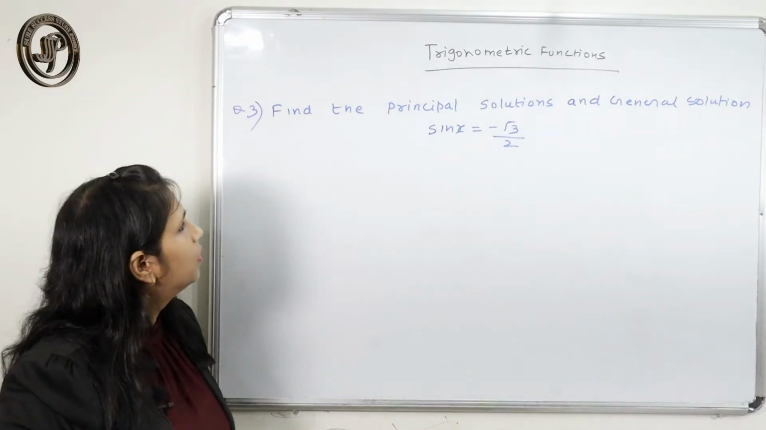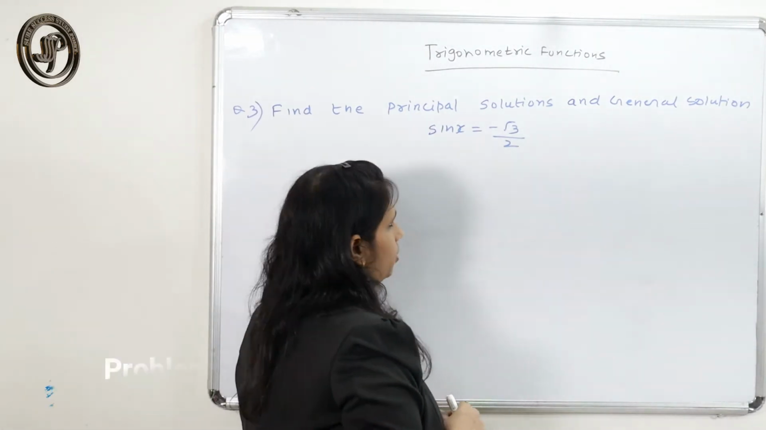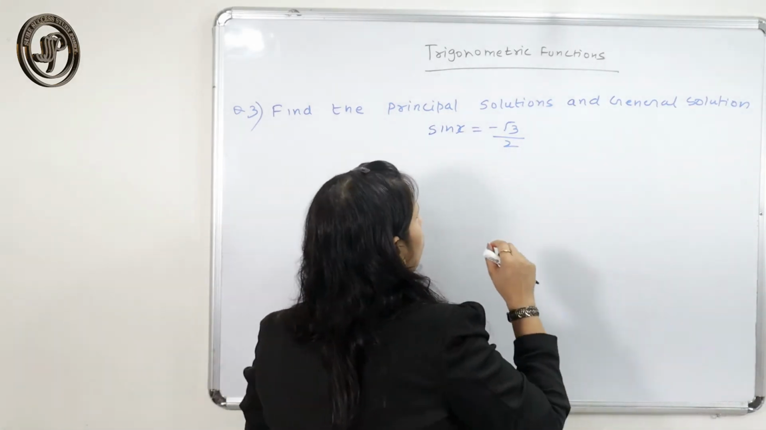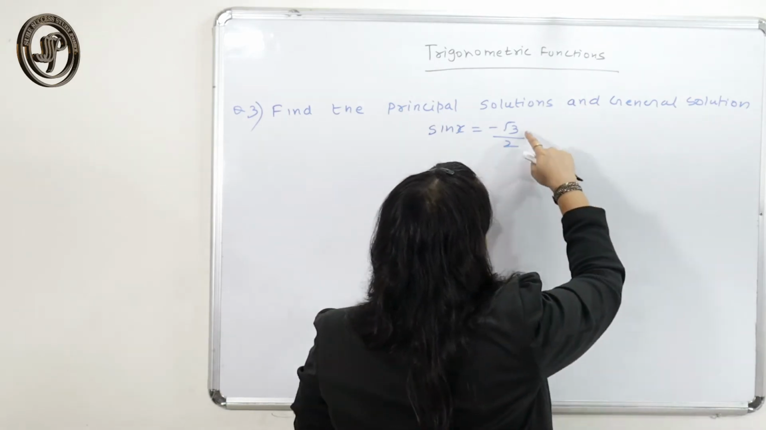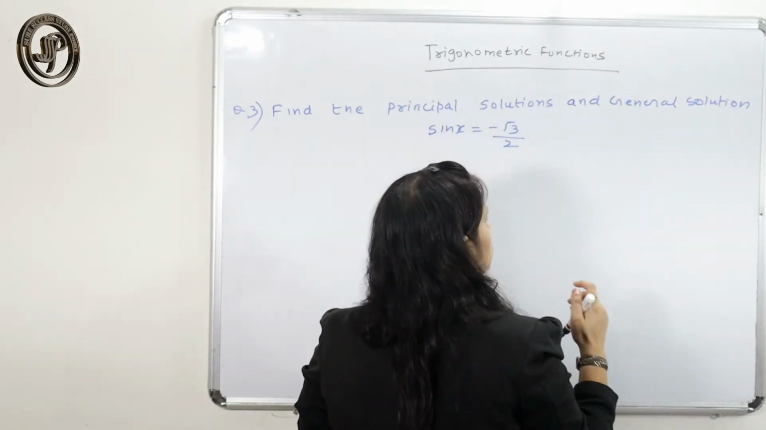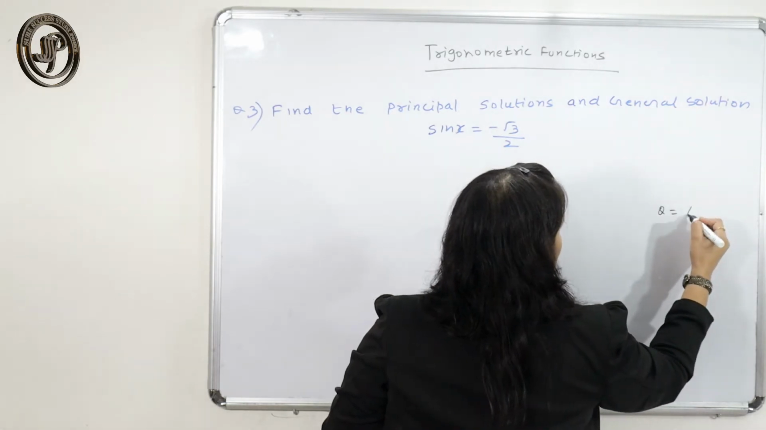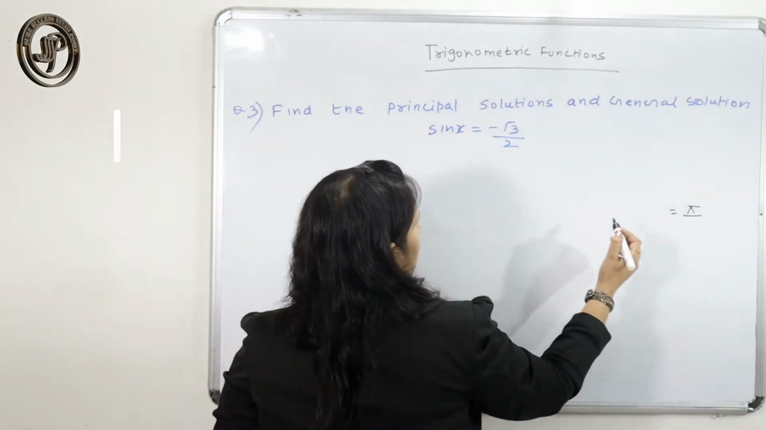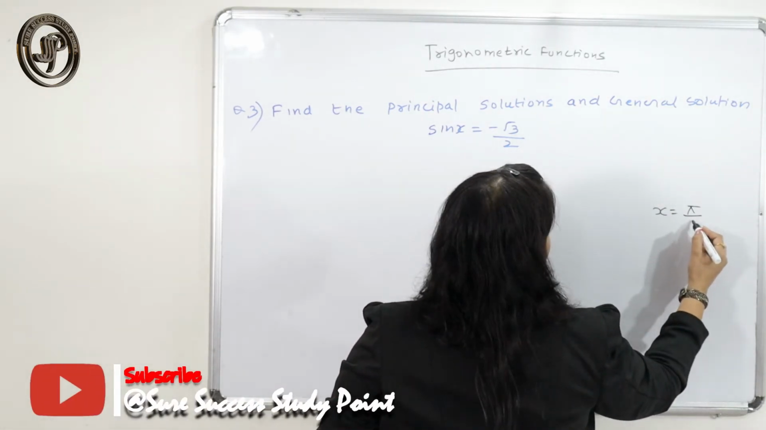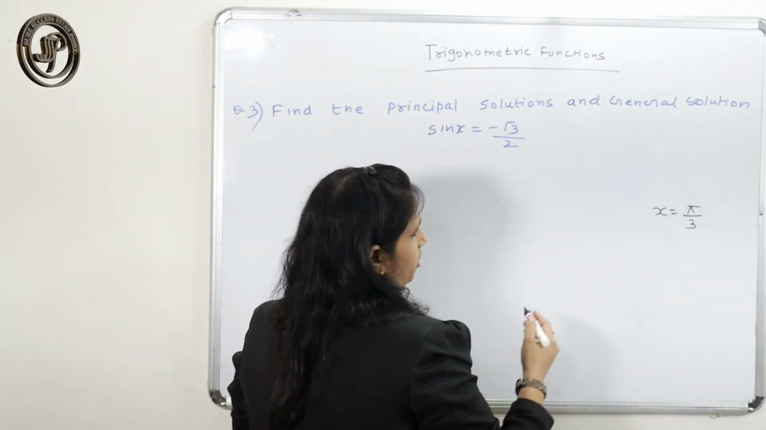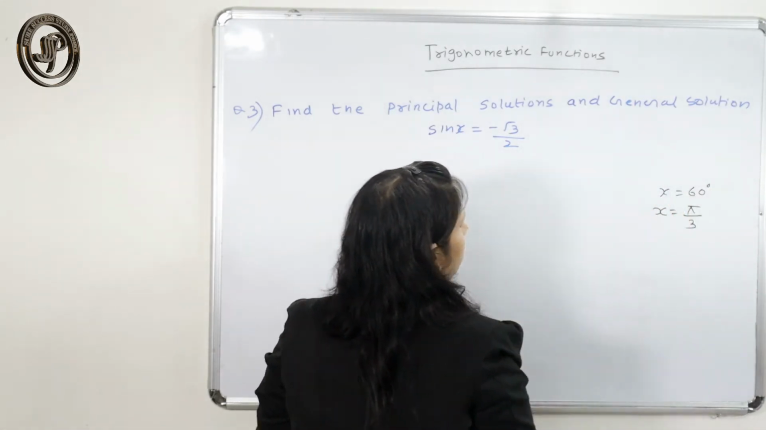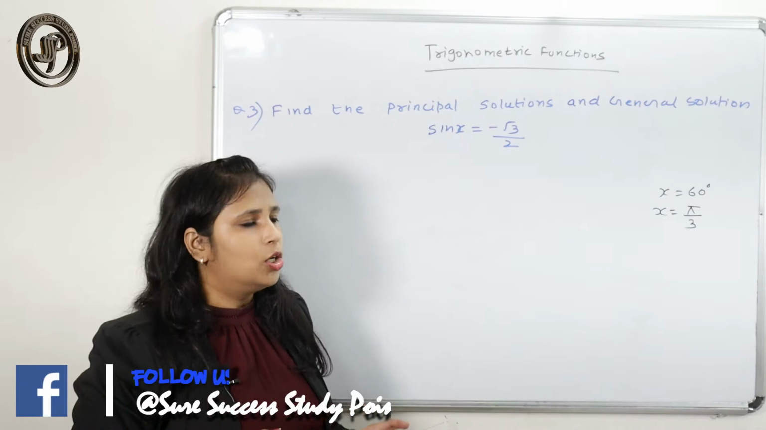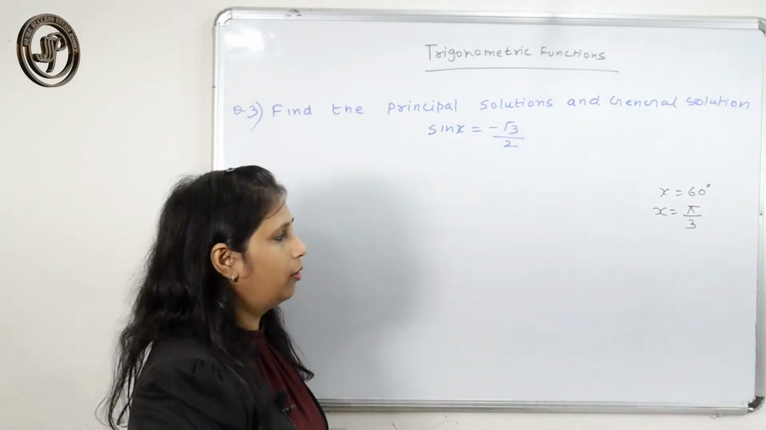So here is a question. Sin x equals root 3 by 2. Sin x is root 3 by 2 means at what value of x will the value be root 3 by 2? Consider this as x. X will be pi by 3, 60 degrees. If you consider x as 60 degrees, because the value of sin is root 3 by 2 on 60 degrees. But I need negative sin x.